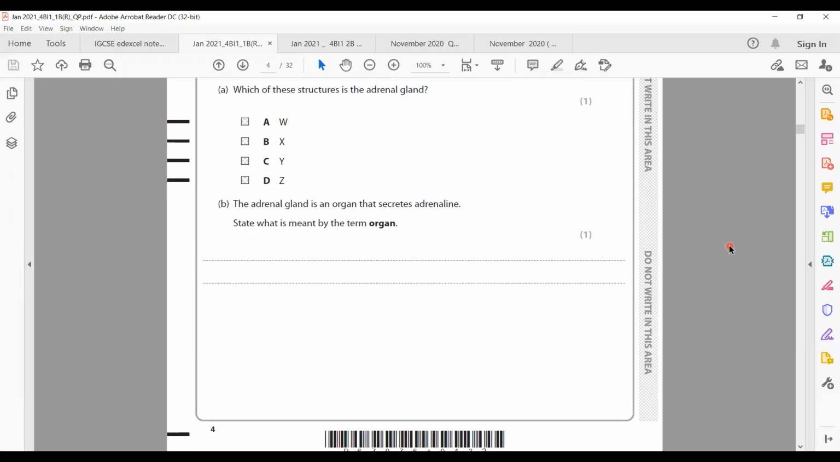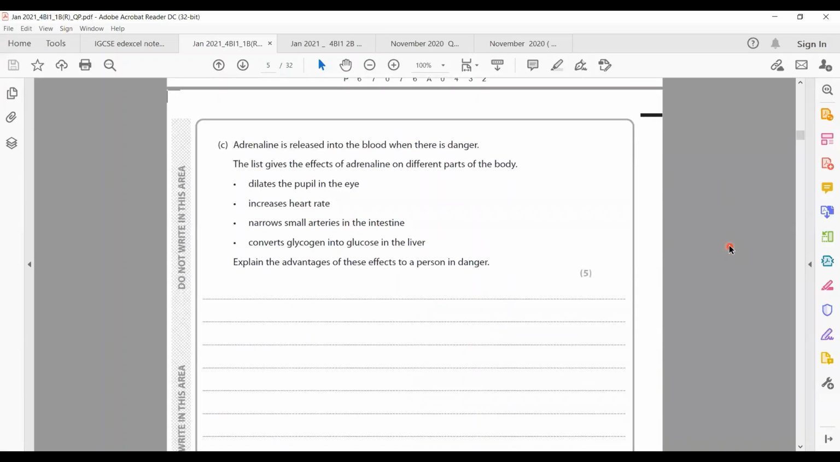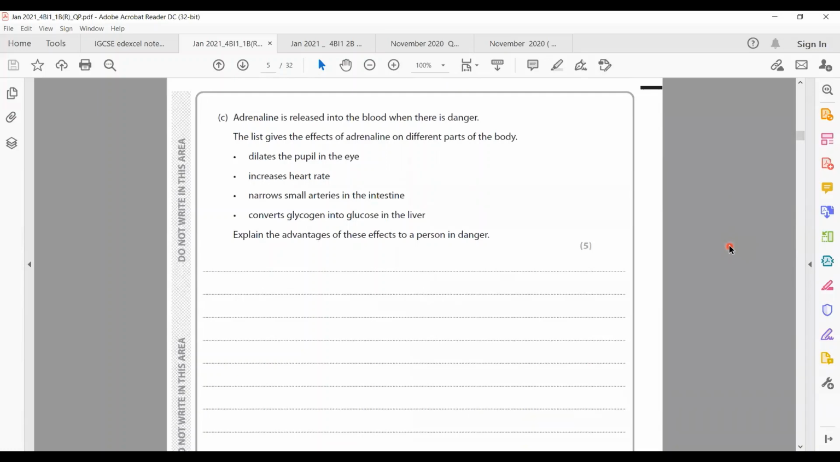An organ is a group of tissues in a living organism that is adapted to a specific function. Very good. But I prefer that you say a group of different tissues. Okay? Mention the word different with organ. Okay, Dumas, number C.